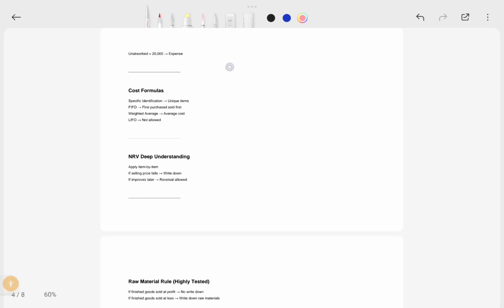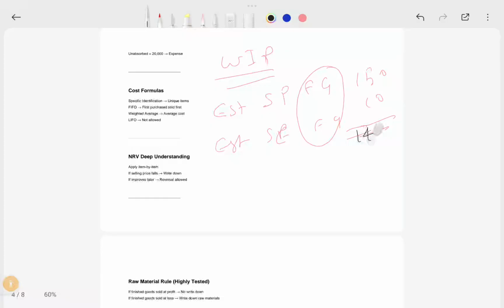And again, work in progress is also inventory. For this we need to see the estimated selling price of the finished goods, same formula, then the estimated selling expenses of the finished goods. Previously we learned this: say 150 minus 10 in the quality 1 rice packet, so the result 140 will come.